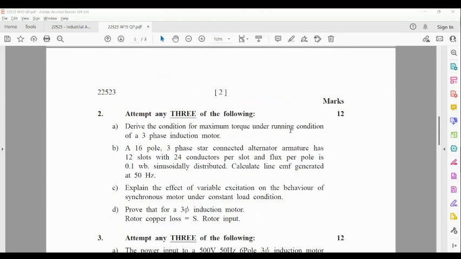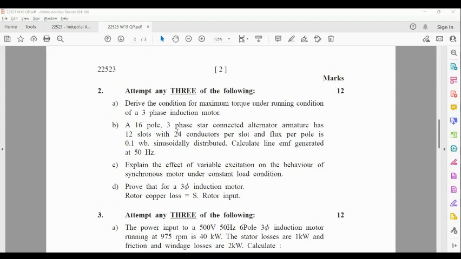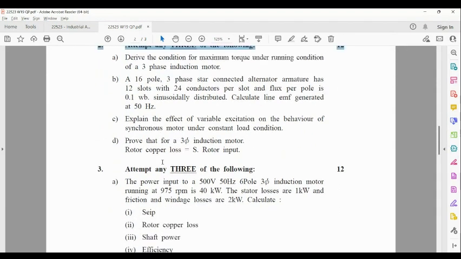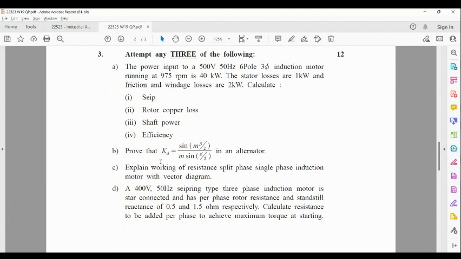Now let us focus on the fact that we are considering only the second unit and the last unit, that is single phase induction motor and fractional horsepower motors. Okay, so let us consider the questions which are asked from the second unit. In the second unit there is no question in the first question. In the third question there is one question from the second unit, that is of 4 marks.